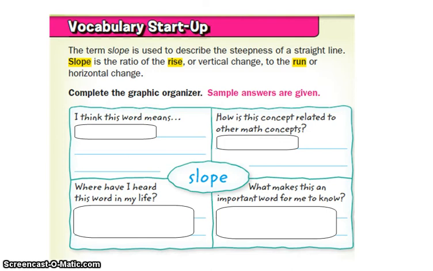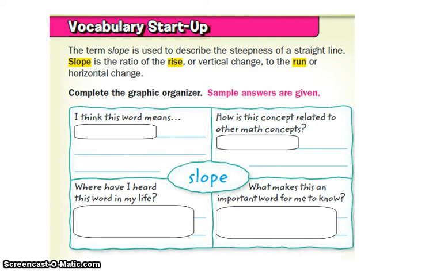Instead of saying, hey, that line is really steep, or that line is kind of flat, we can actually give it a numerical value. So when I say the slope of the line is 5, you're going to know that that line is very steep. Or if I say that line has a slope of 1/2, you know it's going to be a little flatter.